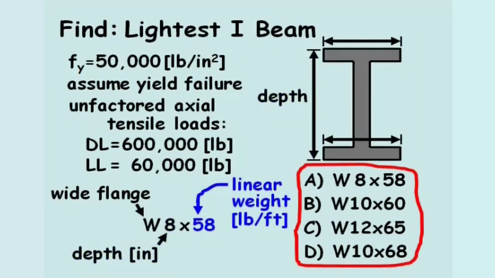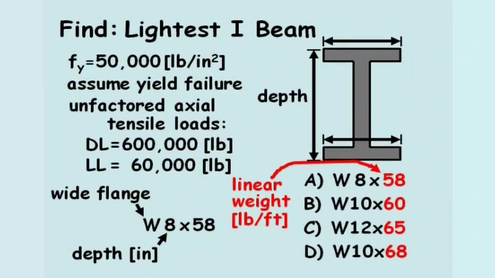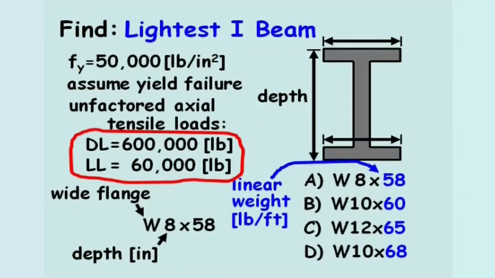Therefore, the linear weight of the four possible I-beams to choose from ranges from 58 pounds per foot to 68 pounds per foot. Since we're trying to find the lightest I-beam, we'll choose the beam with the smallest linear weight, which can withstand the axial loading provided in the problem statement.